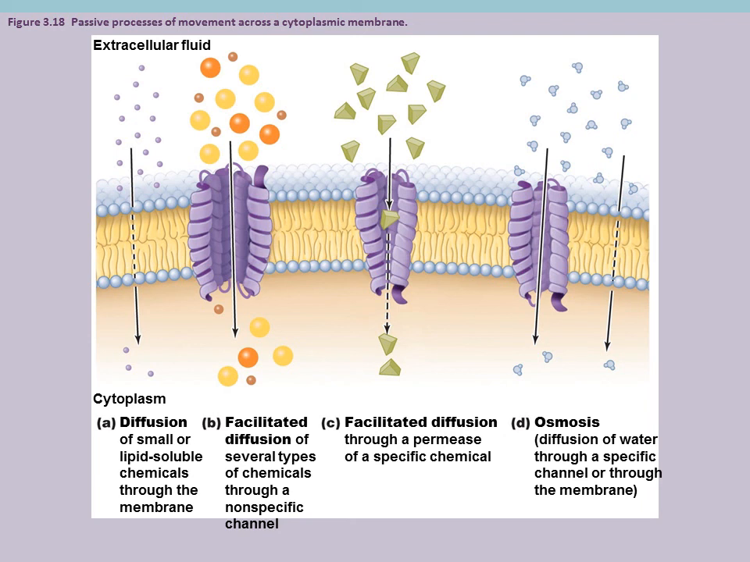In facilitated diffusion, you're still moving from an area of high concentration to low concentration, but you need the help of one of these proteins. And then osmosis is essentially the diffusion of water across the membrane.